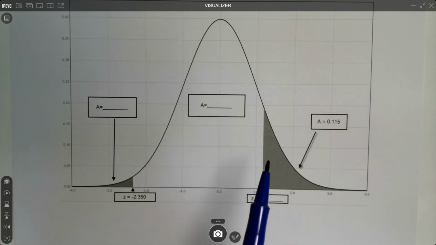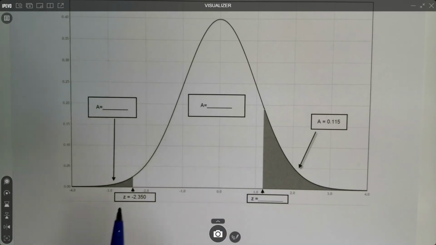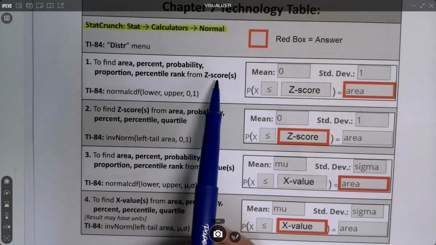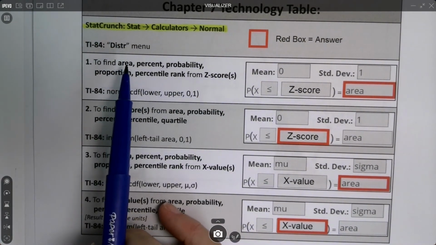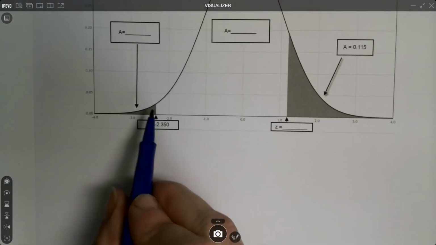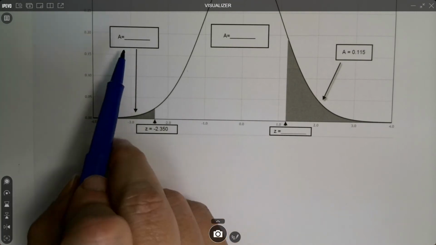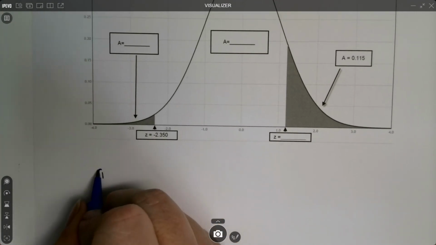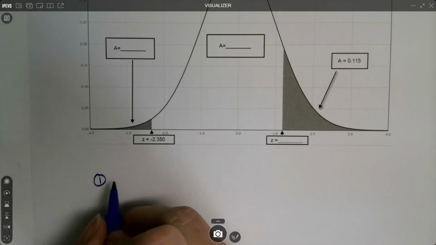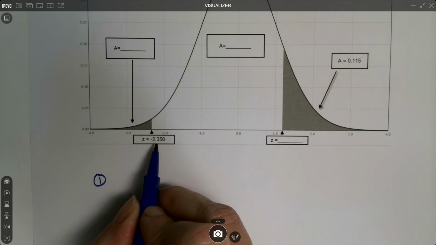So how about we go in the same order that we went in the problems? We know a z-score, so let's think about this. We have a z-score. We want to find an area. So that's this one, step 1. That would be the one on the left. So we know the z-score, we want the area. Okay, so number 1, which is like number 1 on the table. All right, so we know that z-score is negative 2.350.